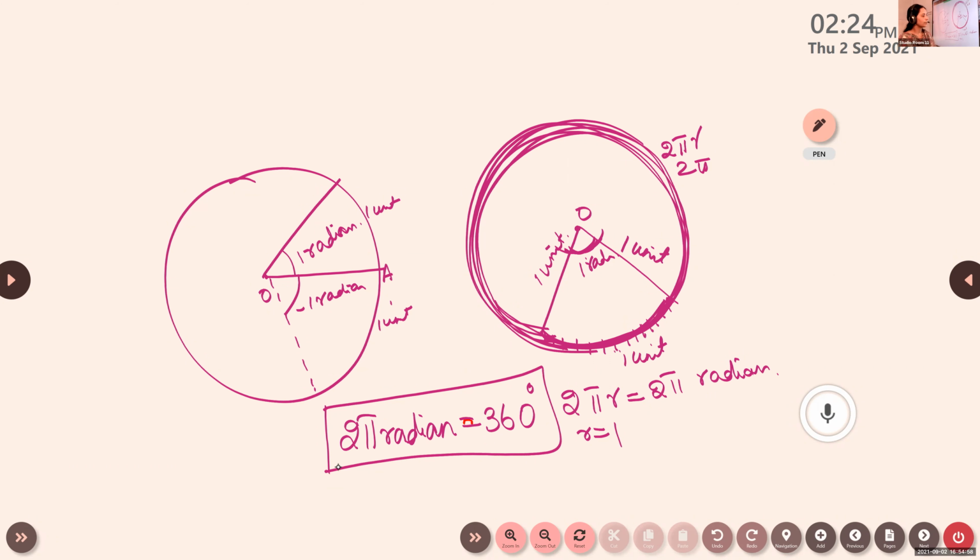Is it clear? Up to this, is it okay, children? No. So for this part, is it clear? Are you covered? Unit circle, is it clear? What is meant by 1 radian?